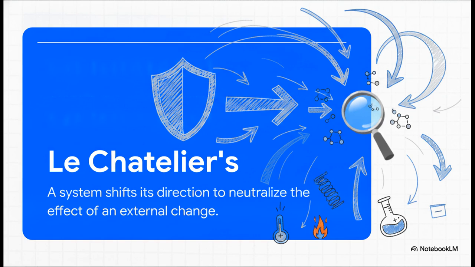Enter Le Chatelier's principle. Think of this as the system's absolute survival instinct. If a chemical system at equilibrium experiences a stress, like, say, a sudden change in concentration, pressure, or temperature, it's going to fight back. It will spontaneously shift its direction to neutralize the effect of that change and reestablish equilibrium under the newly changed circumstances.